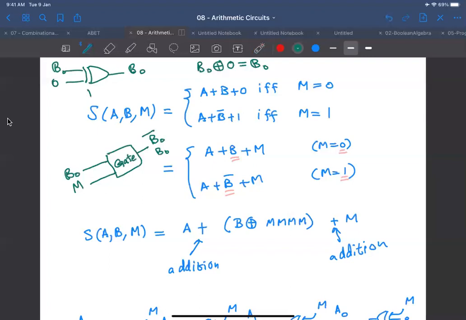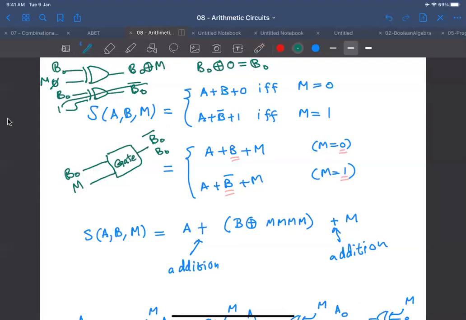Okay, what about this one? B0 XORed with 1. What is the result? B0 complement. Okay, all right. So if I replace this with M instead, M can be 0 or 1. So this is going to be XORed with M. When M is 0, it's going to be B0, and when M is 1, it's going to be B0 complement.